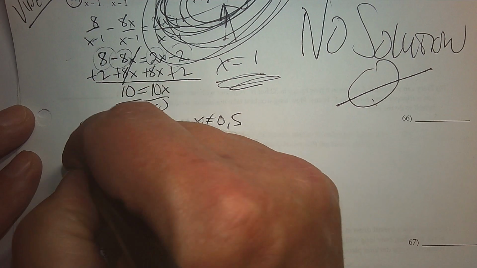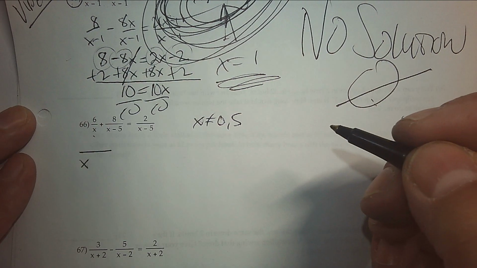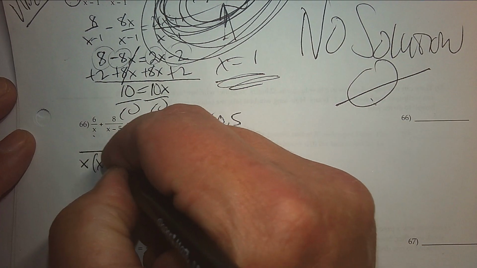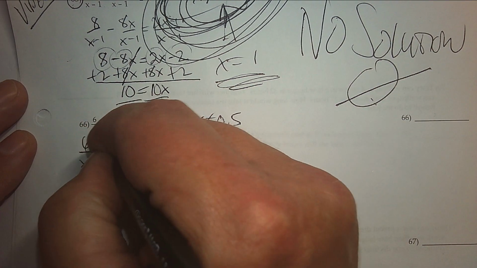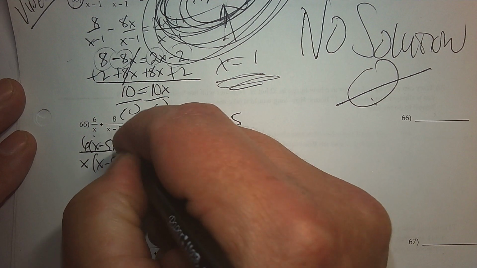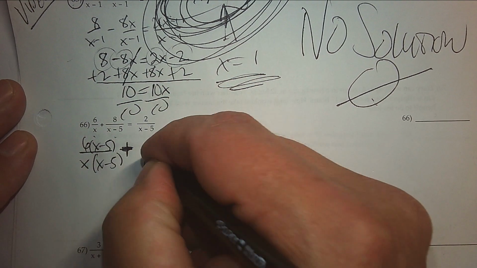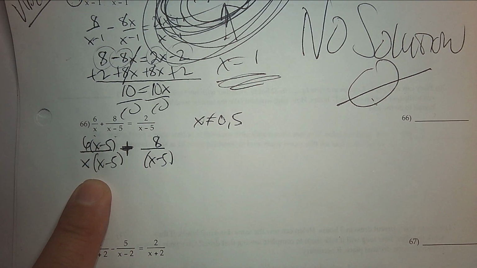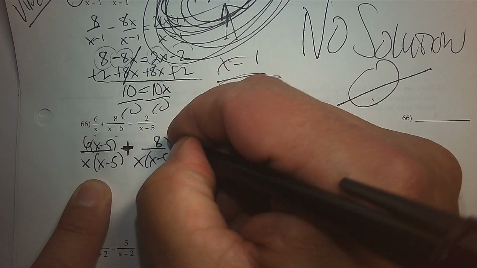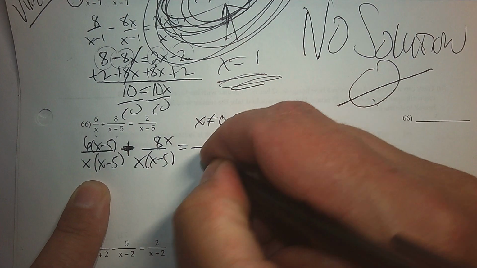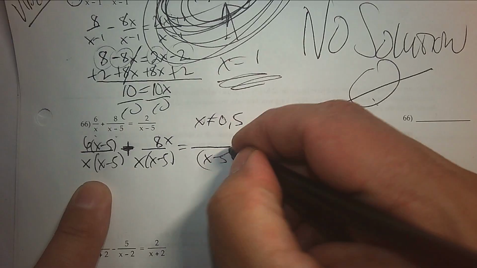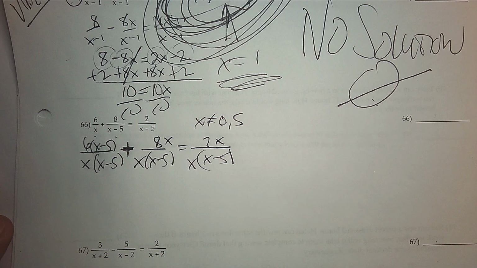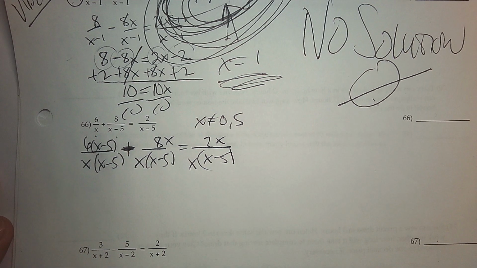So what does the first denominator need that the other two have? X minus 5, top and bottom. What does x minus 5 need so they can be exactly the same as the other one? Alright, are the denominators the same now?